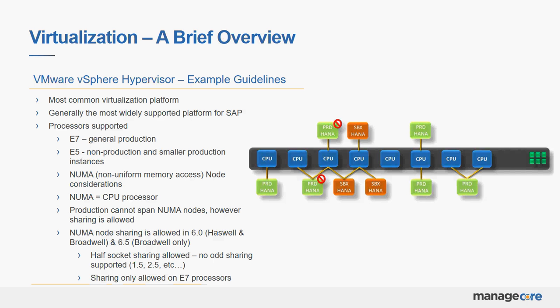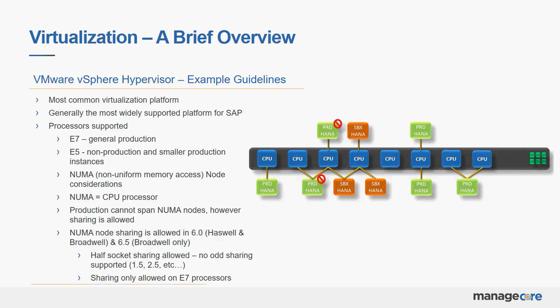Half sharing is allowed, so half socket sharing. So no odd socket sharing. You can't do 1.5 CPUs, you can't do 2.5 CPUs, only 0.5 CPUs. And sharing is only allowed on E7 processors. So the E5s, you're not allowed to share on. And E5s, you're actually only allowed to do 2 processor servers. So there's not much sharing that you could do on those environments.